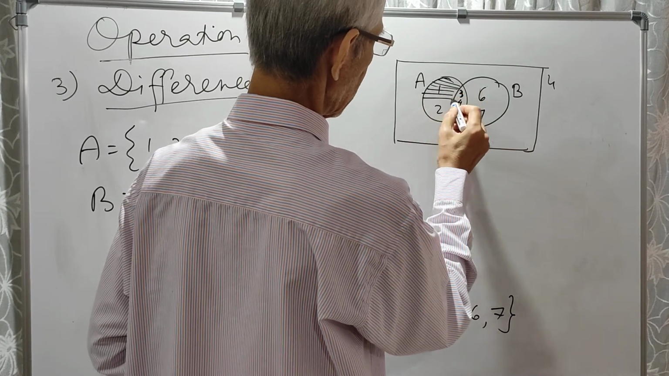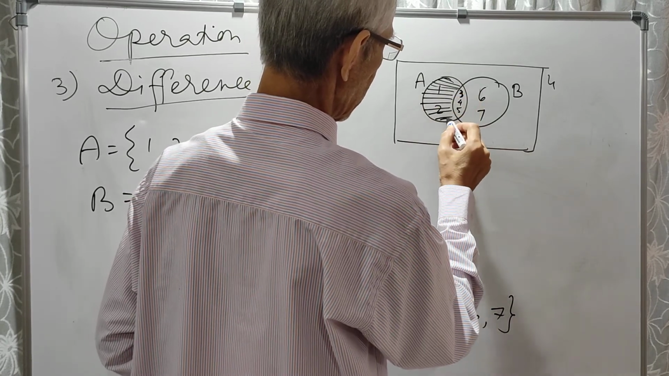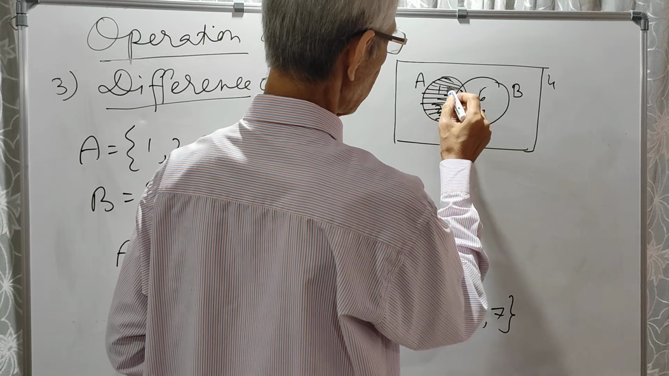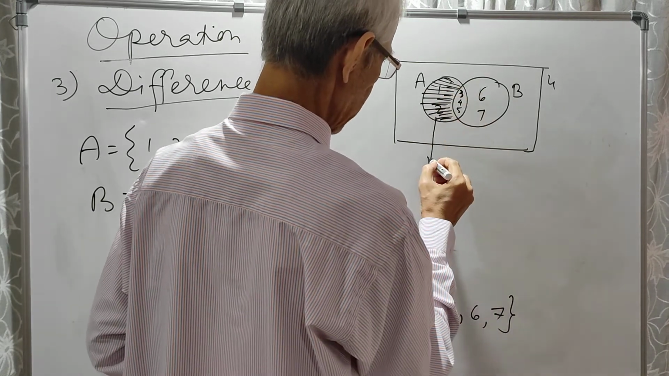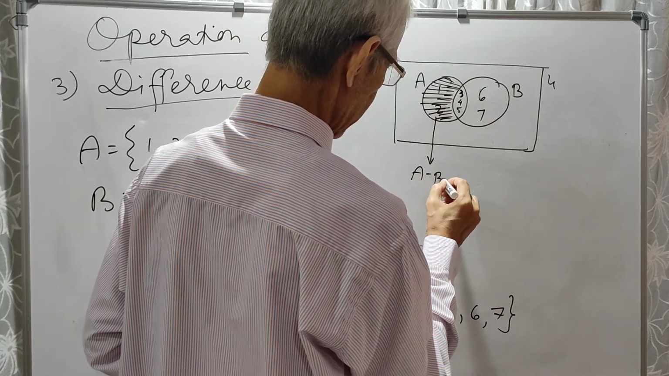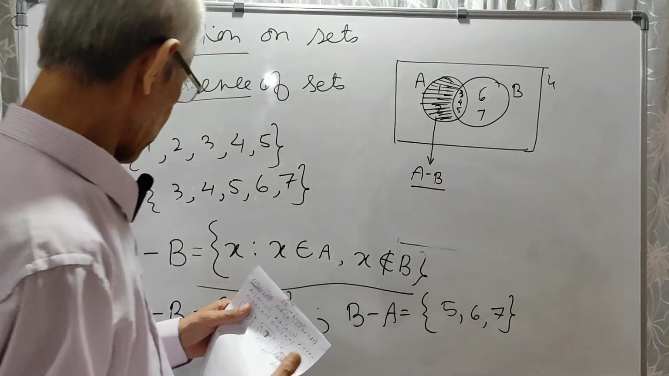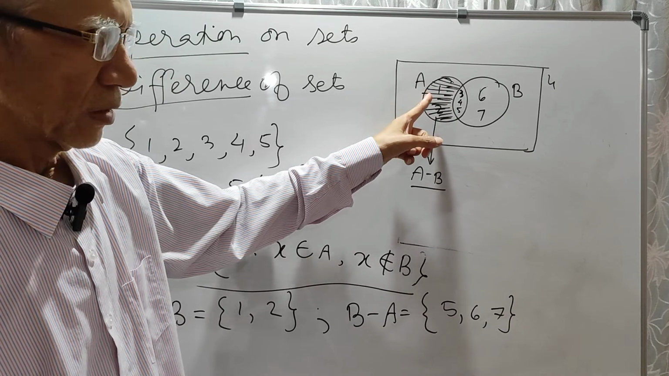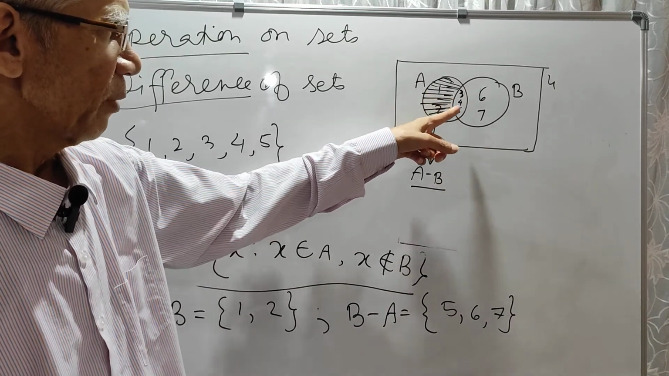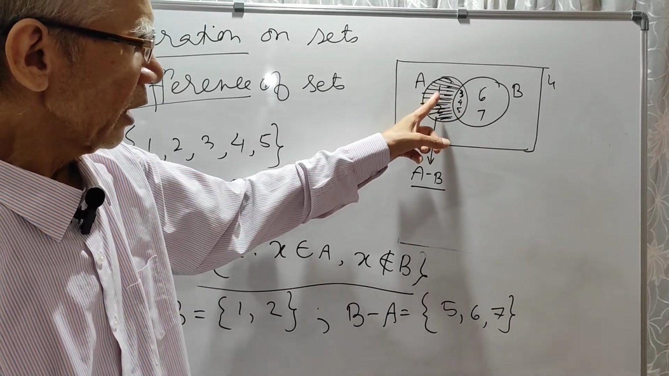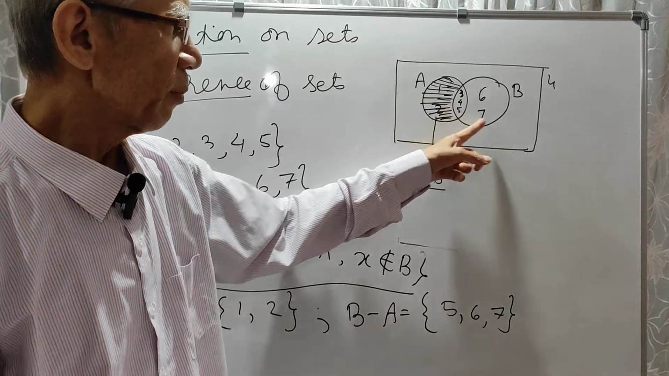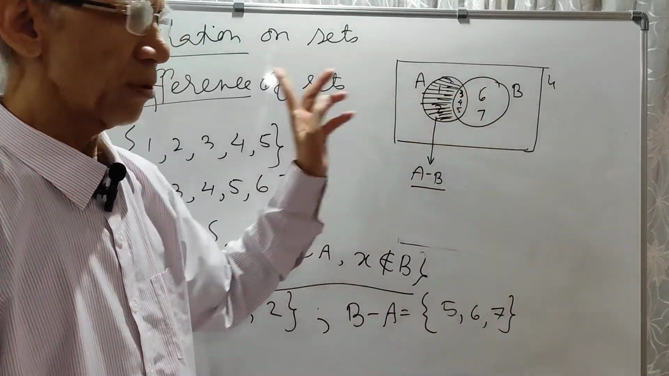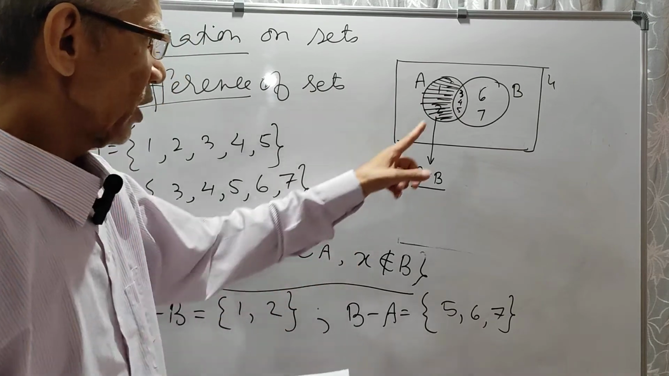This is a shaded region which represents what? A minus B. So A minus B is this shaded part, completely outside B. That means the elements present in A but not present in B, therefore it should be completely outside B, right? So this is A minus B.